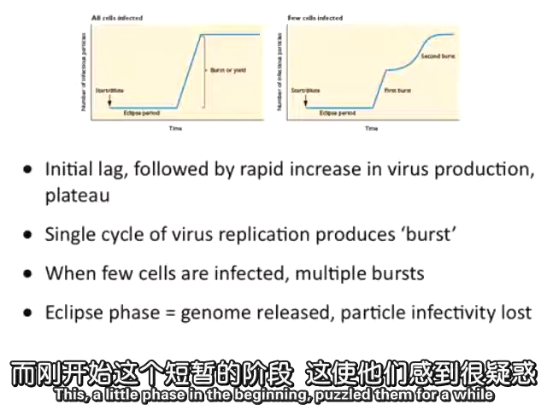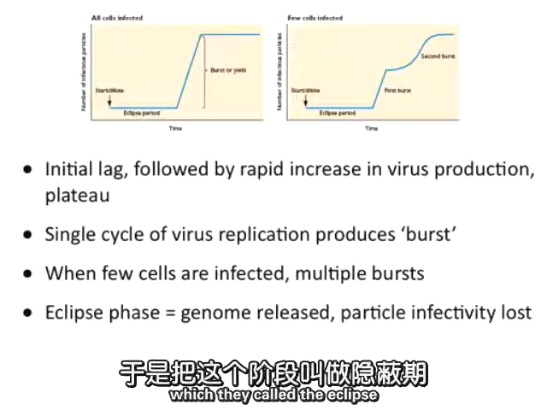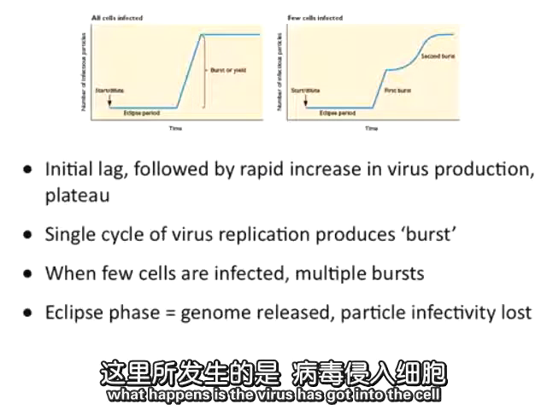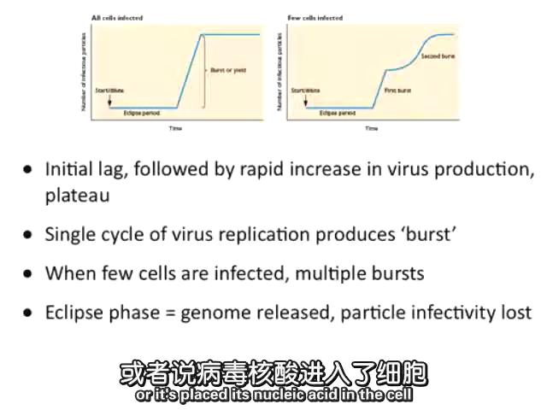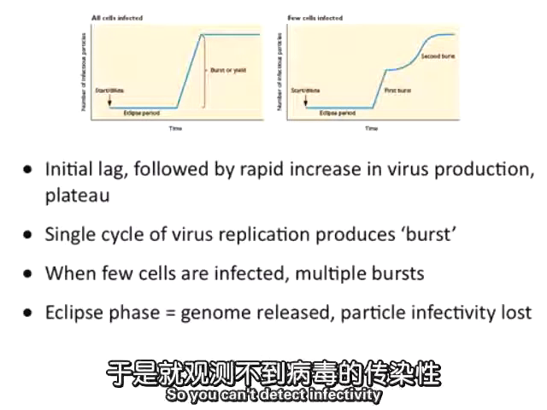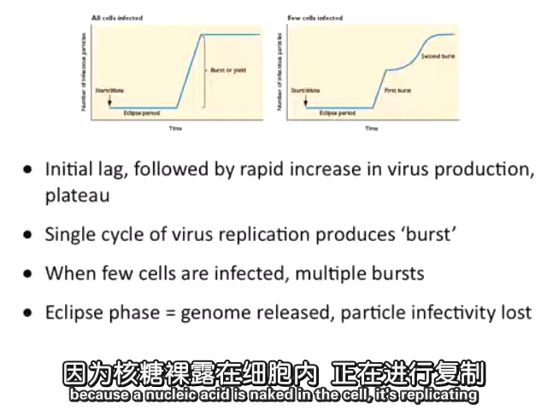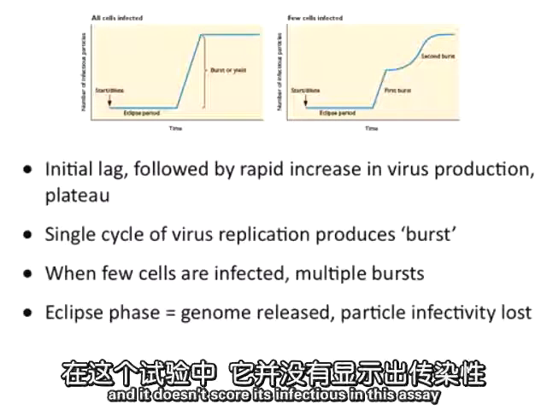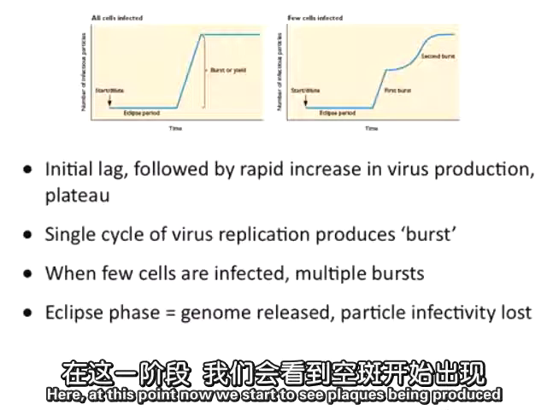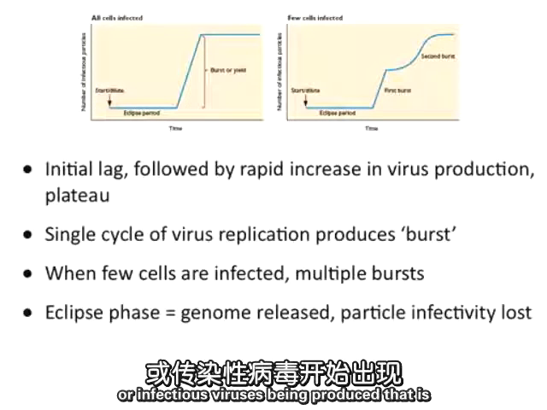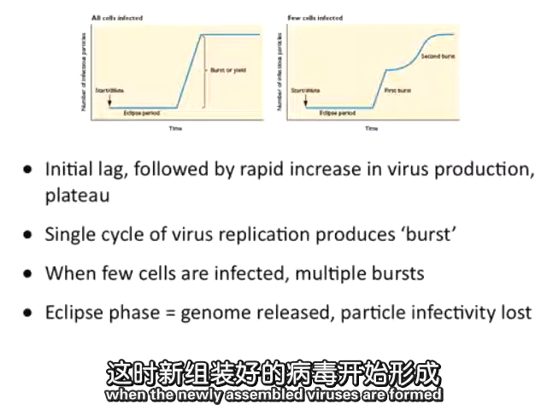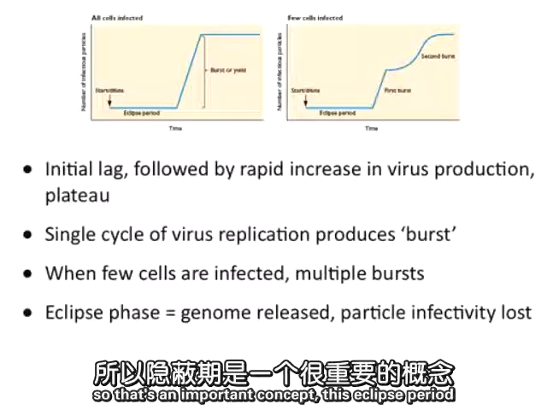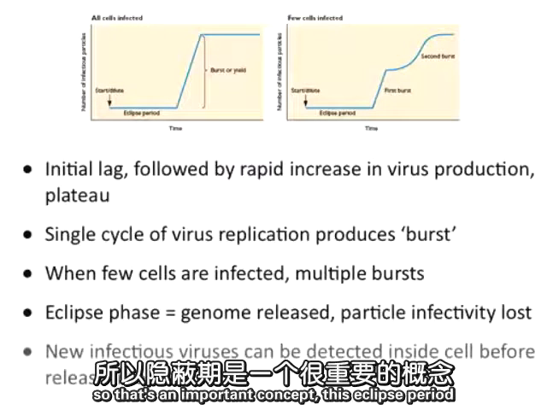This little phase in the beginning puzzled them for a while until they figured out that during this period, which they called the eclipse, the virus has gotten into the cell, or it has placed its nucleic acid in the cell, and it's no longer infectious. So you can't detect infectivity because the nucleic acid is naked in the cell, it's replicating, and it doesn't score as infectious in this assay. Here, at this point now, where you start to see plaques being produced or infectious viruses being produced, that is when the newly assembled viruses are formed. So that's an important concept, this eclipse period.